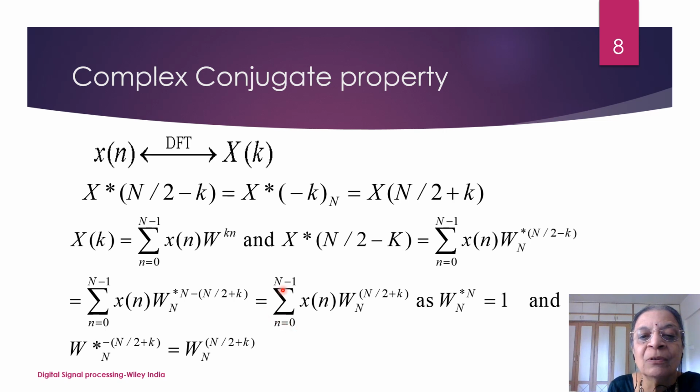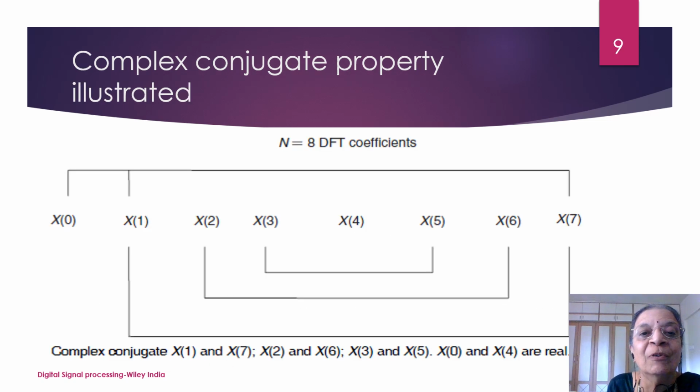So it is equal to the summation n equal to 0 to N minus 1, W_N raised to N/2 plus k, where star means complex conjugate. This is equal to 1 because in that case N will cancel and you will have e raised to minus j 2 pi n, which is equal to 1 as we have seen. And we can also see that W_N minus N/2 plus k is the same as W_N star N/2 plus k, because this is a complex conjugate. You can easily verify this by just directly writing down the formula.